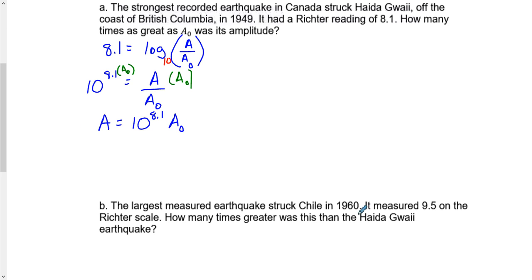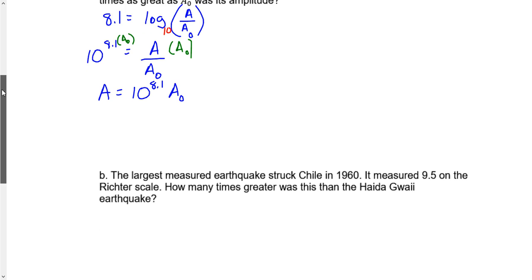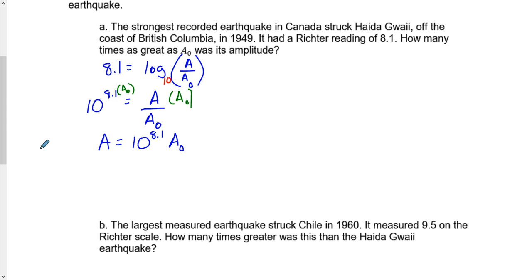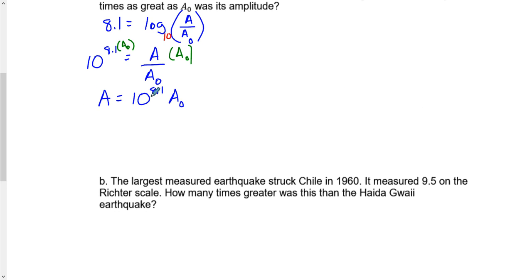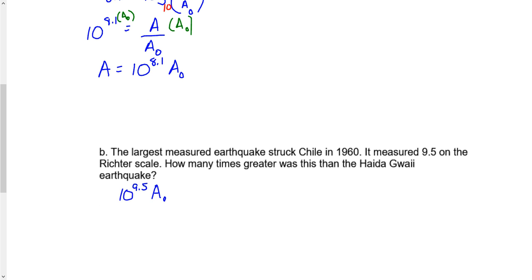Now, the largest measured earthquake struck in Chile in 1960. It measured a 9.5 on the Richter scale. How many times greater was it than the Haida Gwaii? Well, using the exact same kind of method, the Haida Gwaii earthquake is 10 to the power of 8.1 AOs. So this one would be 10 to the power of 9.5 AOs. If we want to find out how many times greater it is, really all it is is dividing this one by 10 to the power of 8.1 AO.